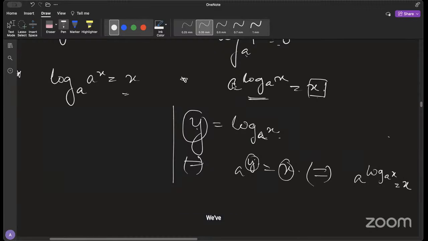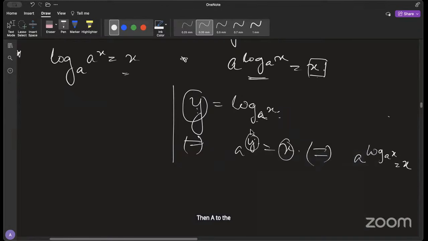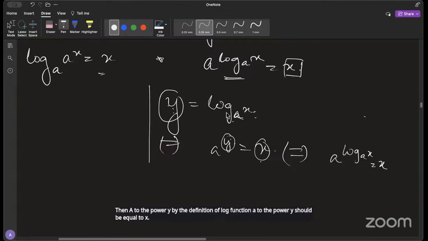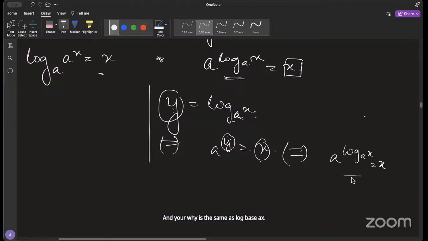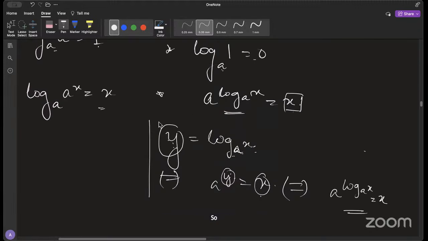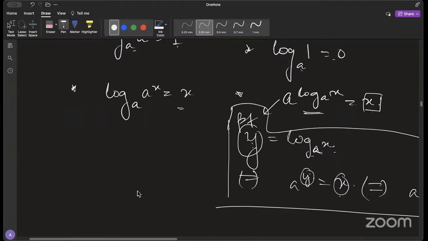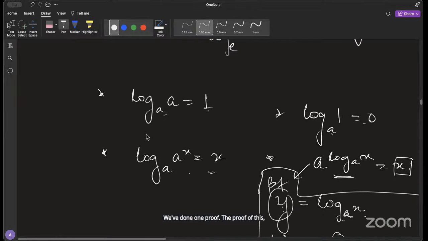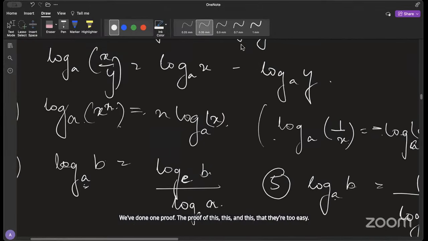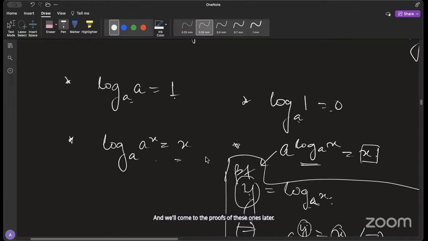We've done the proof of this thing: if you consider log base a of x to be y, then a to the power y, by the definition of the log function, should be equal to x, and your y is the same as log base a of x. So this is the proof of this one. We've done the proof of this and this, they're easy. And we'll come to the proofs of these ones later.